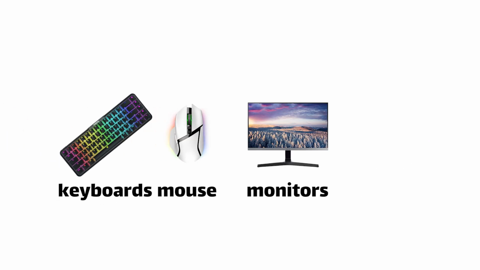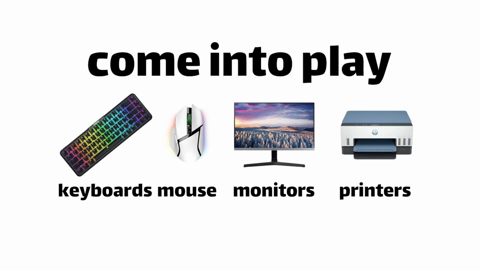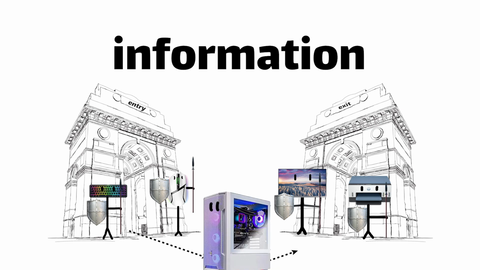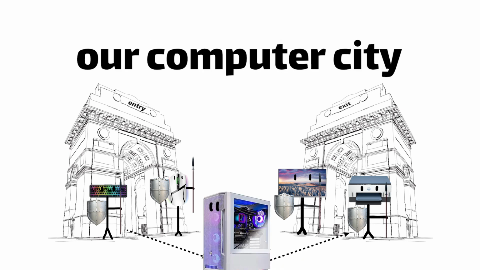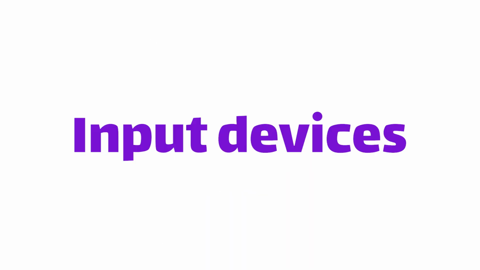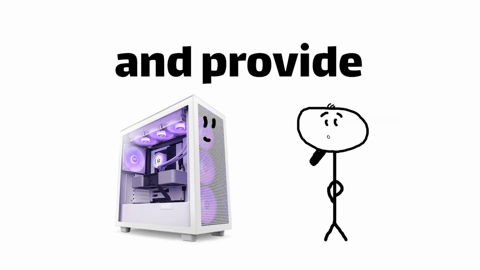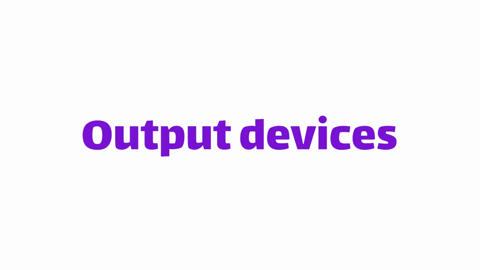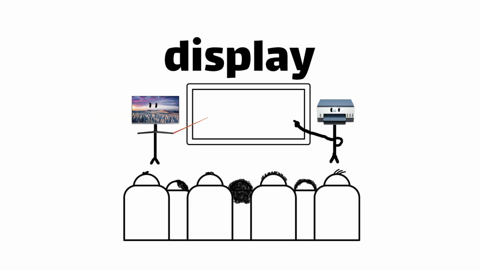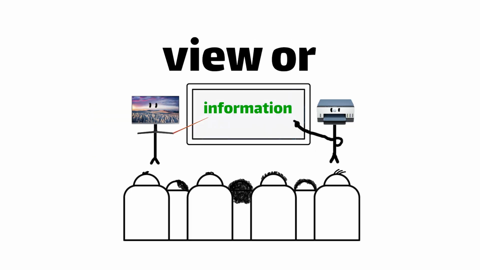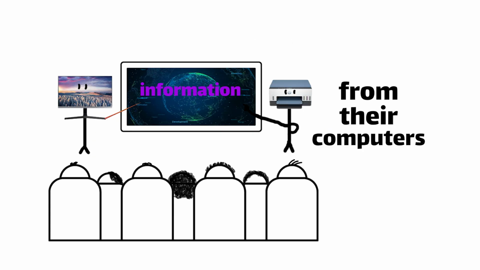You know, is it really a city if it's completely isolated from the outside world? Not really. And that's where input and output devices like keyboards, mice, monitors, and printers come into play. They're like the gateways that allow information and data to flow in and out of our computer city. Input devices, aka keyboards and mice, allow users to interact with their computer and provide instructions. Output devices, like monitors and printers, display information and enable users to view or obtain tangible results from their computers.